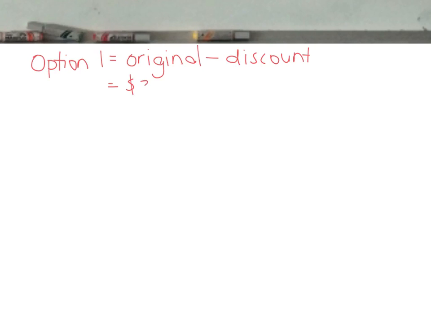So let's set up our solution. Option 1 asked us to take the original cost of the item and subtract the discount from it. So remembering the data that we had above, the original cost of the item was $32 and the discount was $5, giving us a total for option 1 of $27 as the final sale price.